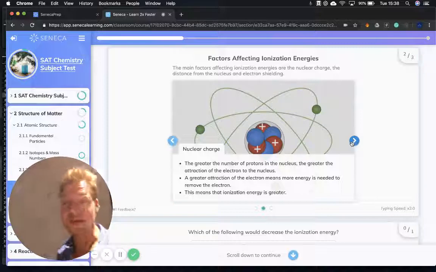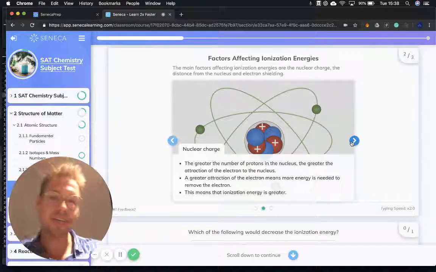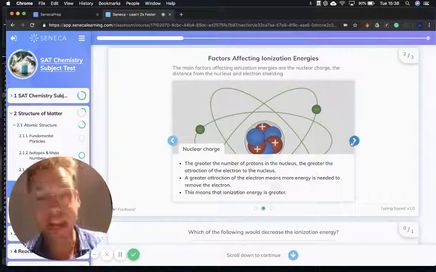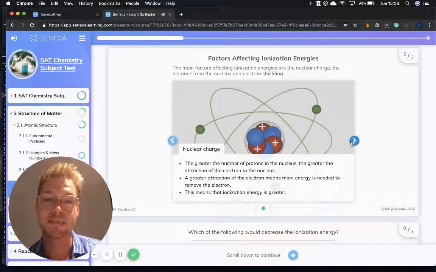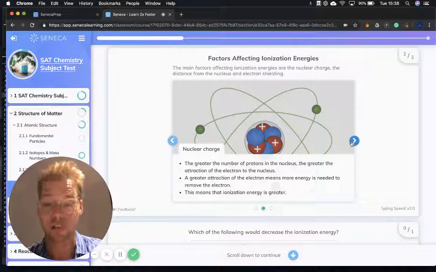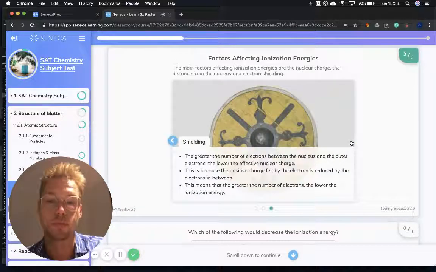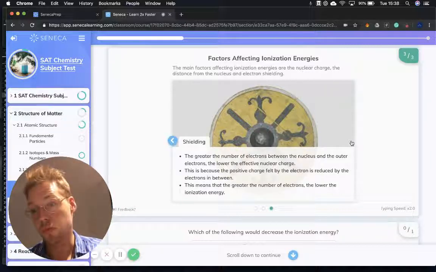So next we're going to talk about nuclear charge. The greater the number of protons in the nucleus, the greater the attraction of the electron to the nucleus. A greater attraction of the electron means more energy is needed to remove the electron. So the ionization energy is greater. Such pearls of wisdom.